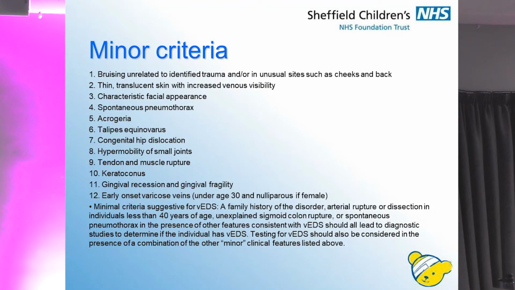Tendon and muscle rupture, it's interesting it's on that criteria because we've got 240 patients with vascular EDS, and I don't think, Glenn might correct me if I'm wrong, I don't think any of them have had tendon rupture. And then the other very rare thing, which is in the minor criteria, is keratoconus. Gingival recession and gingival fragility are quite commonly reported to us by patients, but that's difficult to use as a criteria because that's so common in the general population anyway to have some mild periodontal disease. And then early onset varicose veins, so that means under the age of 30 and people who've not had a pregnancy.